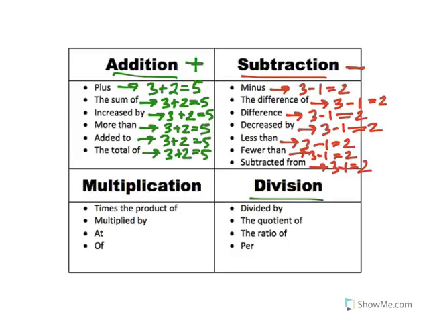In multiplication, we sometimes say the product of, so we can say the product of 3 and 4 equals 12. Or we can say 3 multiplied by 2 equals 6.